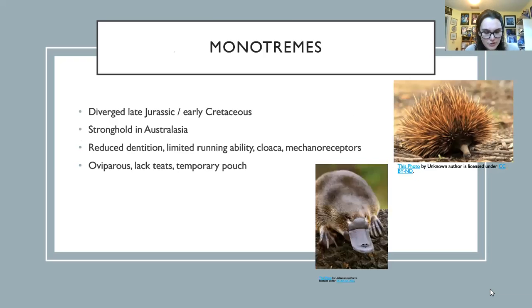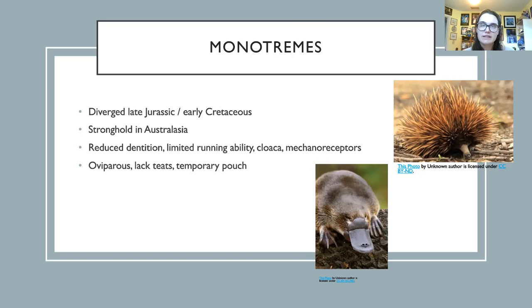And moving on to the three subclasses of mammals, we first have the monotremes. Two examples of these are the echidna and the duck-billed platypus. And monotremes diverged in the late Jurassic and early Cretaceous periods, and their main stronghold is in Australasia. In fact, you can only find these guys in that region.